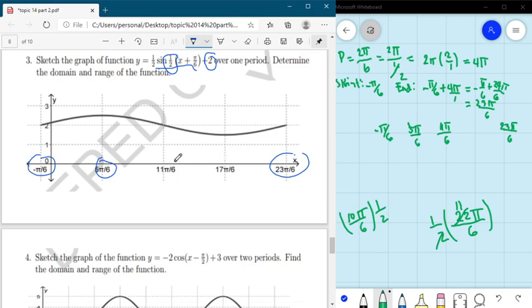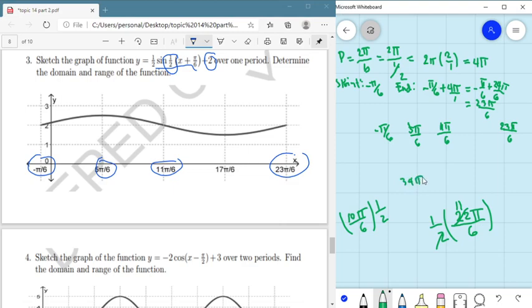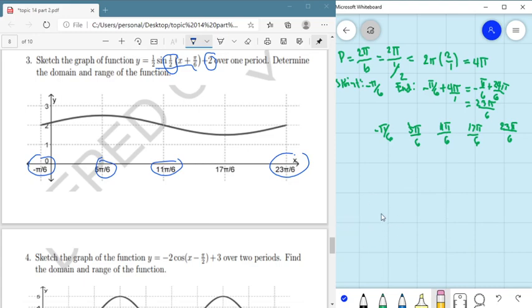Okay. Then 11 pi over 6, and between the two, 11 plus 23 would be 34 pi over 6 times 1/2. So it cancels, and it becomes 17 pi over 6. Okay. And then, after that, it's now time for us to find the different values.